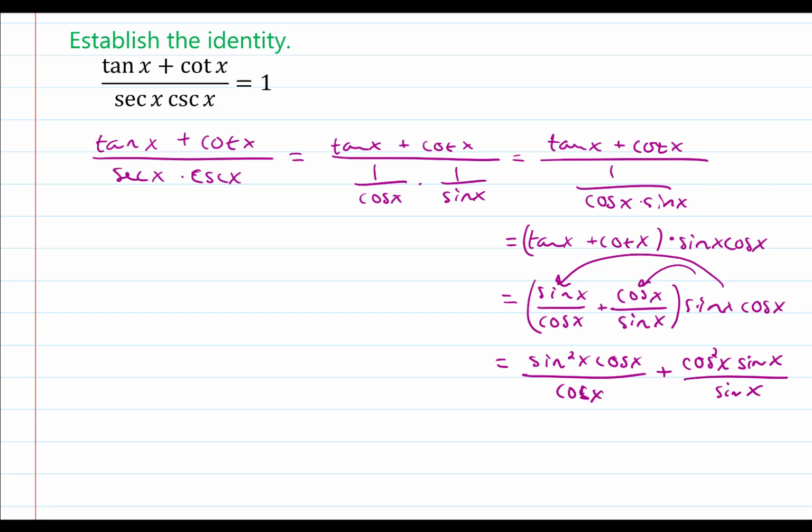I can now reduce by the common factor in each fraction, and for the first fraction the common factor would be cosine of angle x. In the second fraction it would be sine of angle x. This now leaves me with sine squared of x plus cosine squared of x, which is the Pythagorean identity, and it's equal to 1. So I've now shown that the left side is equal to the right side.